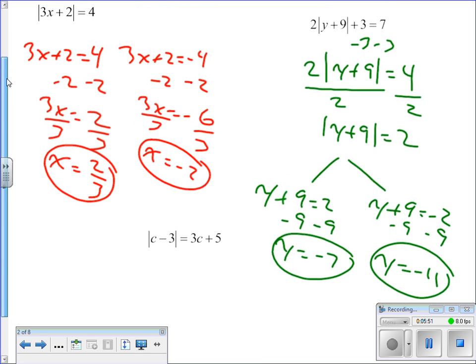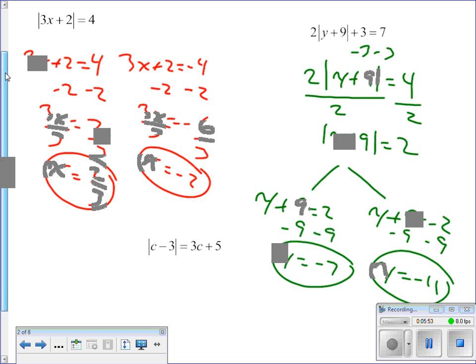Once again, because there's a possibility of extraneous solutions, I check those answers in the original problem. It has to be the original problem. Put negative 7 in. Negative 7 plus 9 is 2. That's 2. 2 times 2 is 4. Plus 3 is 7. Put negative 11 in there. Negative 11 plus 9 is negative 2. Absolute value of negative 2 is 2. 2 times 2 is 4. Plus 3 is 7. Both work. Okay, they're both good. Are you with me so far?